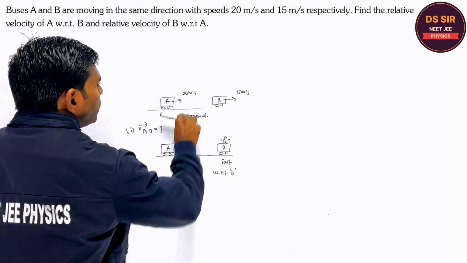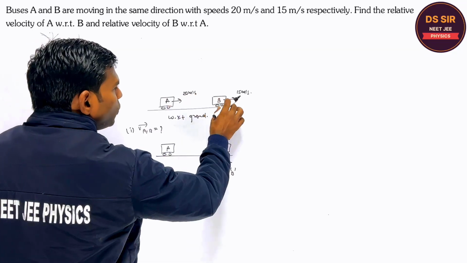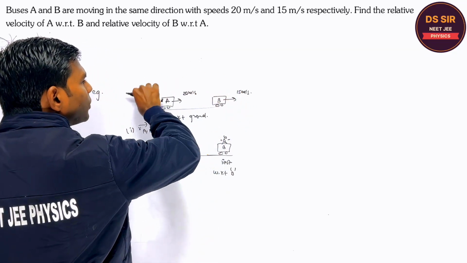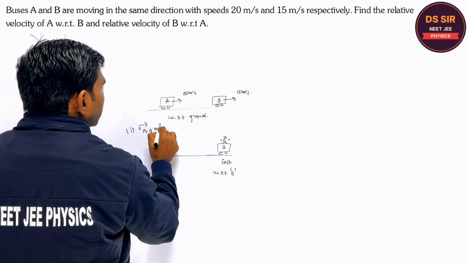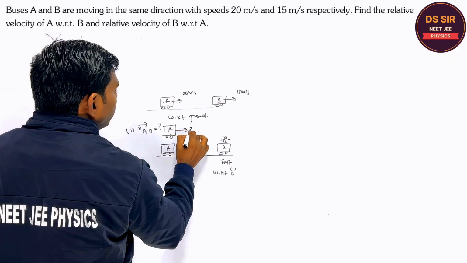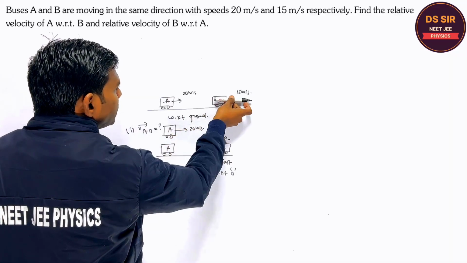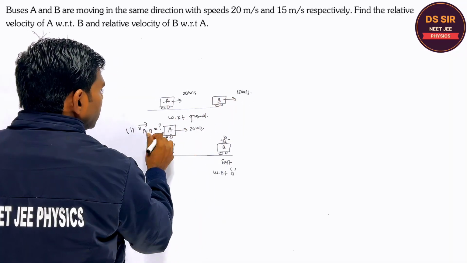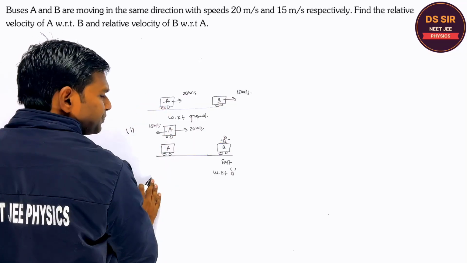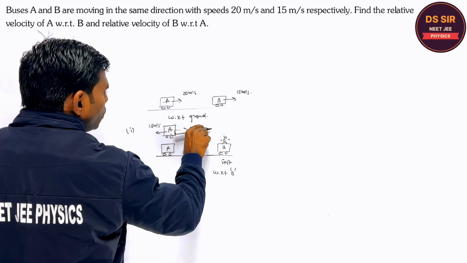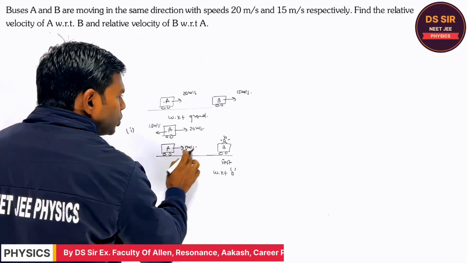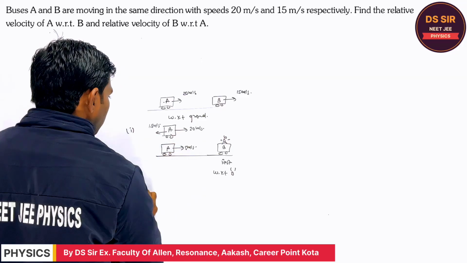So what you have to do? This is the velocity. To find the relative velocity with respect to B, transfer this velocity to A in opposite direction. Right, like this. Suppose this is A. It is moving itself with 20 meter per second. Transfer this velocity to A in opposite direction. Right, it is 15 meter per second. What is the resultant? 20 minus 15, 5 meter per second. So this is the relative velocity of A with respect to B.